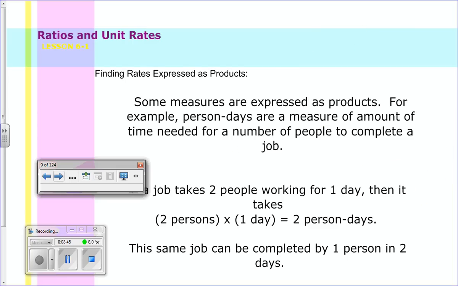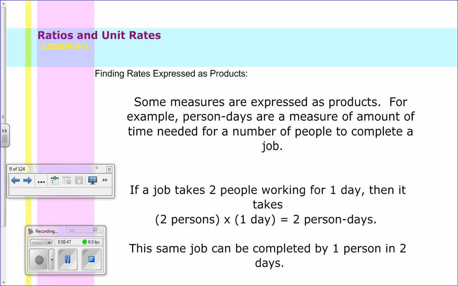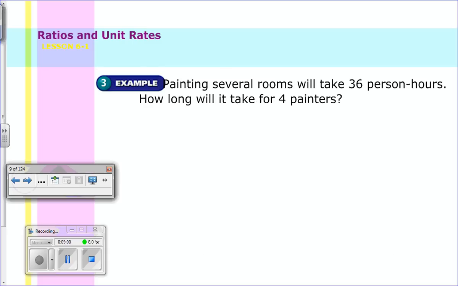All right, and then finally we have this other part, and it's a little strange. There's some measures that you can take as a product. So they talk about person days or person hours or hour days. And it's really the same idea. You can convert using dimensional analysis.